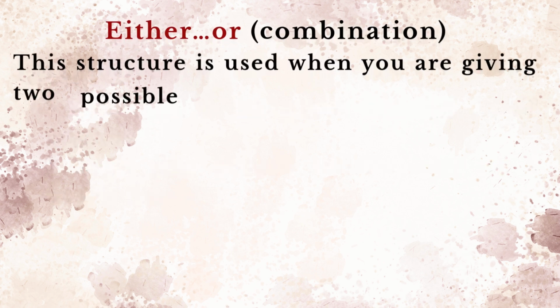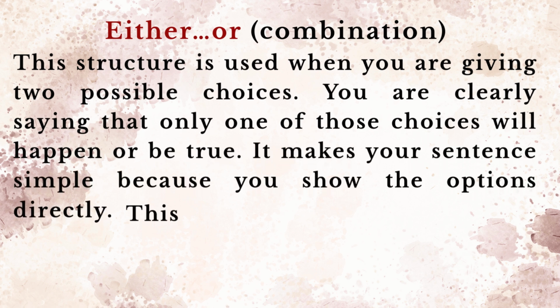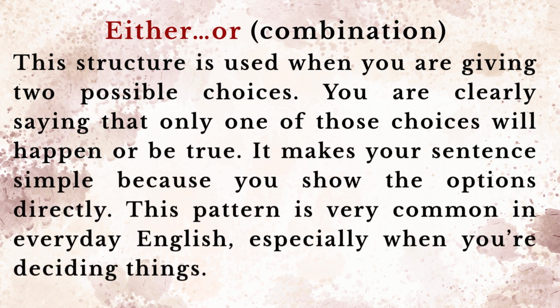Let's move to the combination of either and or. This is most commonly used. This structure is used when you are giving two possible choices. You are clearly saying that only one of those choices will happen or be true. It makes your sentence simple because you show the options directly. This pattern is very common in everyday English, especially when you are deciding things.